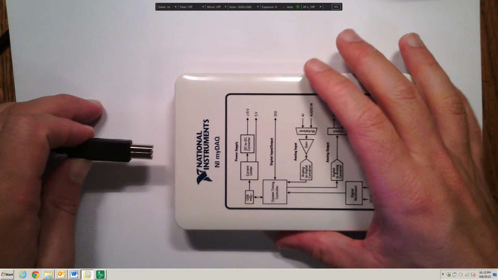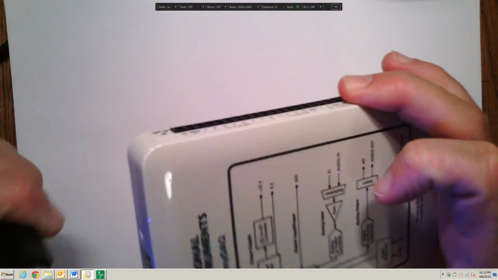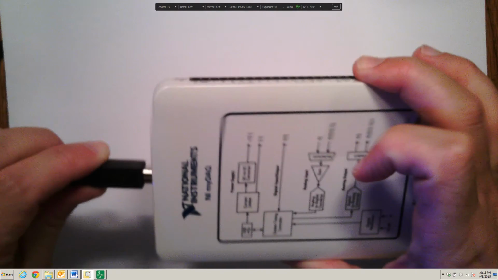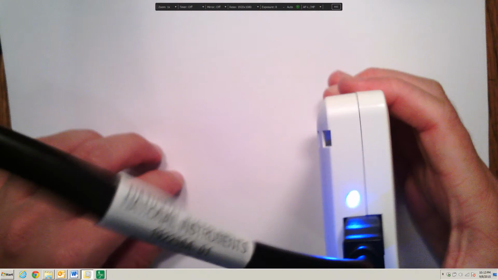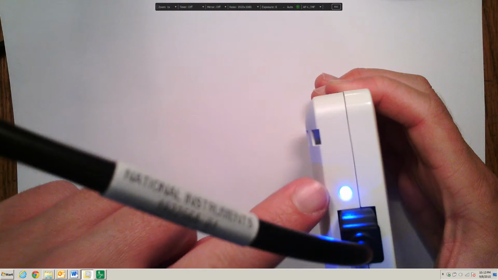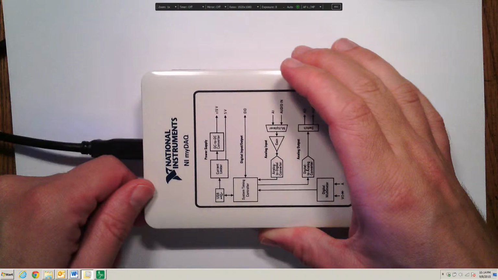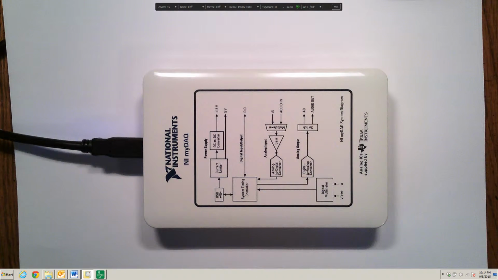Now I'm going to plug my National Instruments device into my computer using the appropriate USB cable. And we just heard the sound that said that my computer recognized the device, and I also get my nice blue light saying that it's turned on. So what I'm going to do now is switch to a software view and show you some of the software that comes with the MyDAQ that you can use.